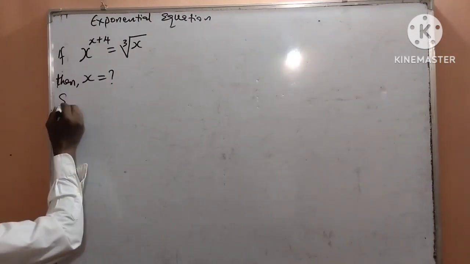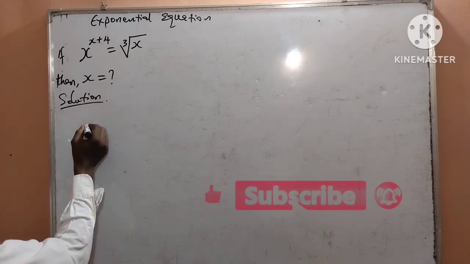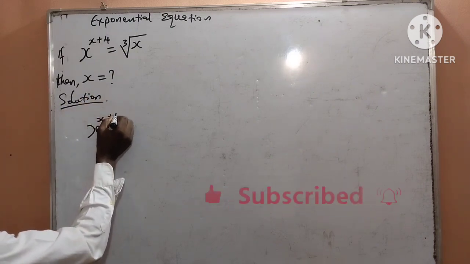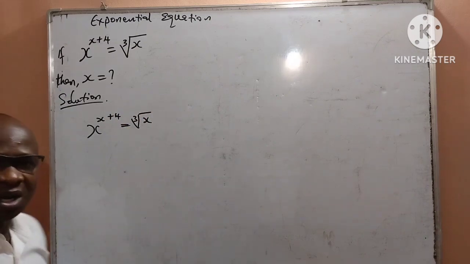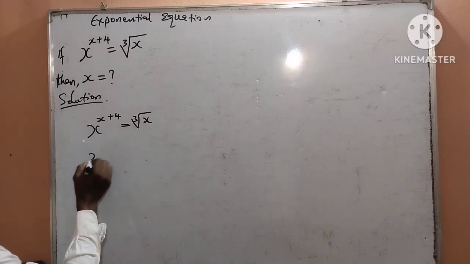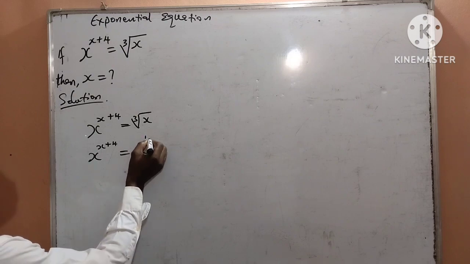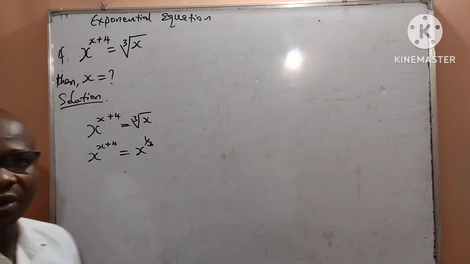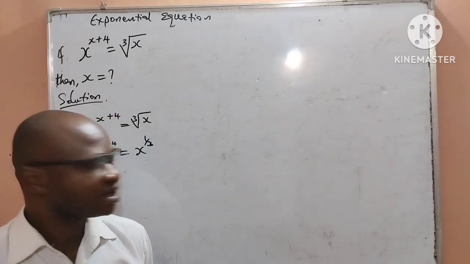Alright, by solution to this question, I am given to solve x raised to power x plus 4 equal to the cube root of x. From the right hand side, I can express it as x raised to power x plus 4 equal to x raised to power 1 all over 3. Okay, cube root of x is the same thing as x raised to power 1/3.